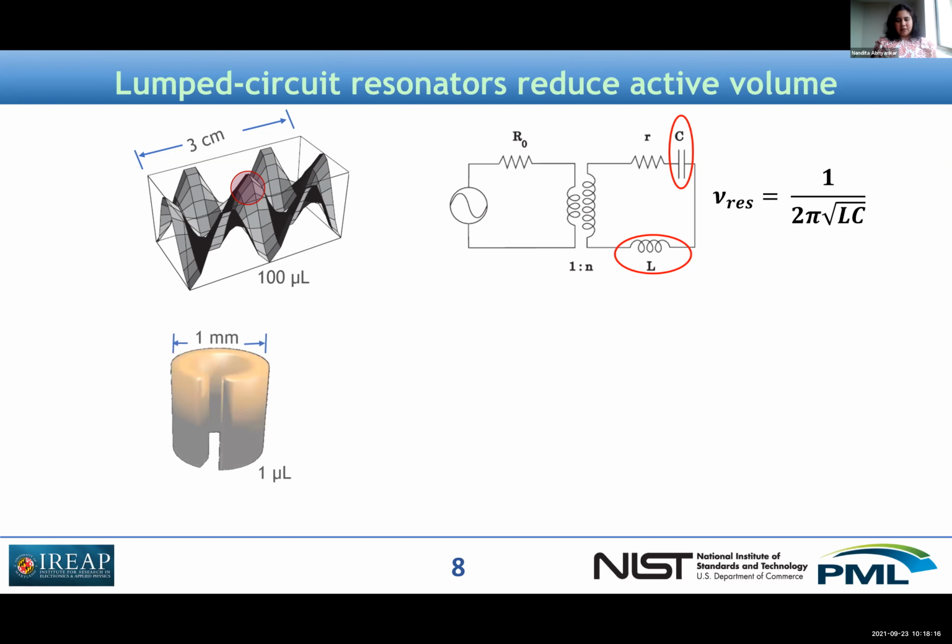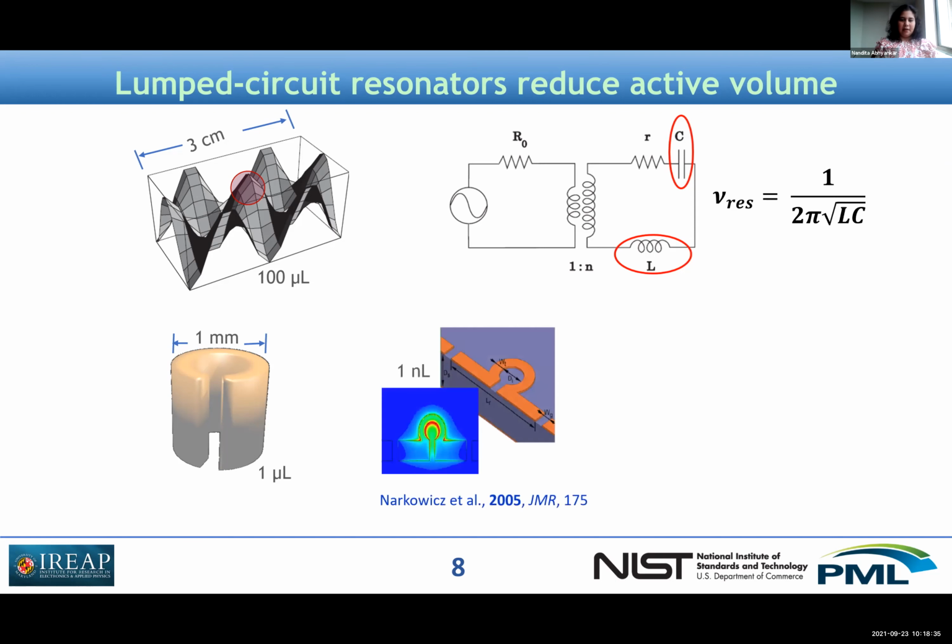And a direct physical representation of this lumped circuit is the loop gap resonator, which is basically a cylinder with a slot cut into it, and the slot acts as the capacitor and the cylinder acts as the inductor. And so you have a loop gap resonator, which was reported, I think, in the 1960s. This has an active volume of 1 microliter, so that's great.